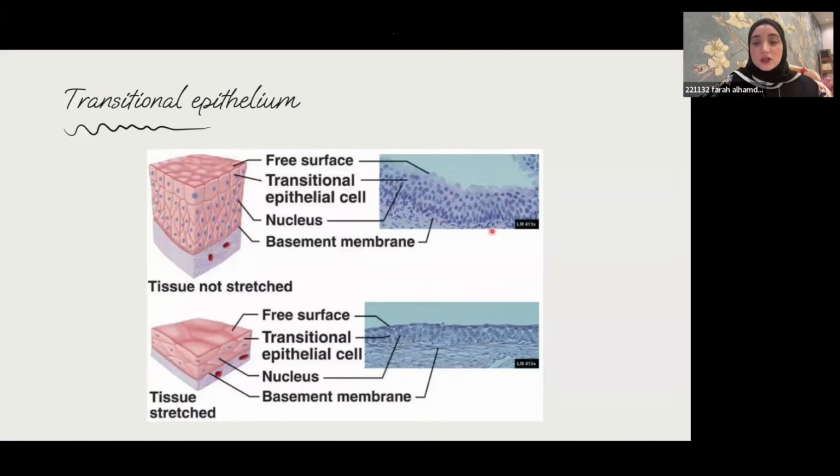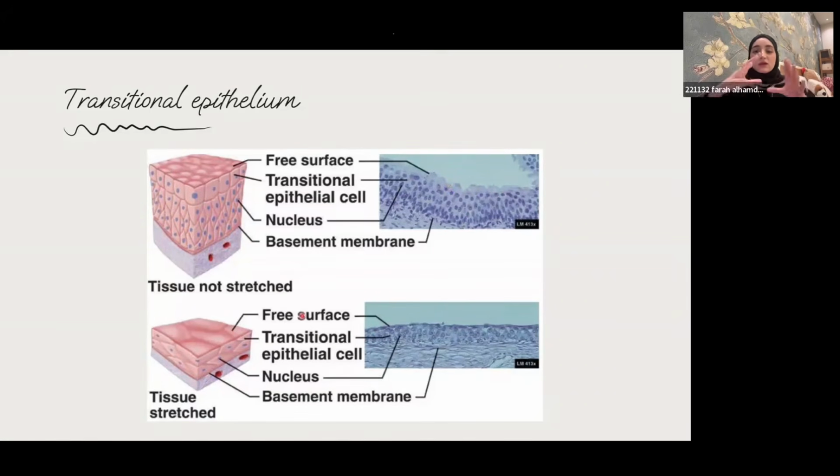Okay, here's a slide. Here, the tissue is not stretched, and here the tissue is stretched. When it's not stretched, this means there's very low urine volume. So when there's low urine volume, the layers are higher and the lumen is smaller. We have around 6 to 8 layers here. This is what it looks like. We have dome-shaped cells, okay? Here the urine.